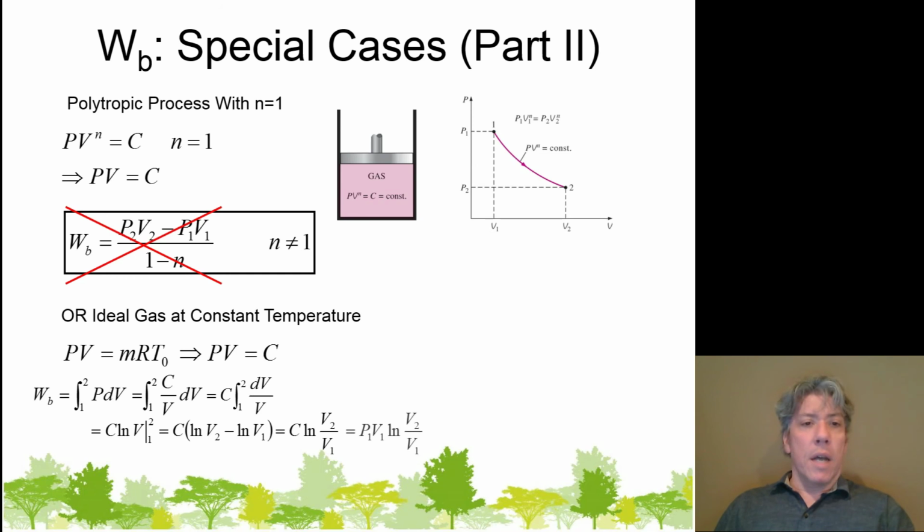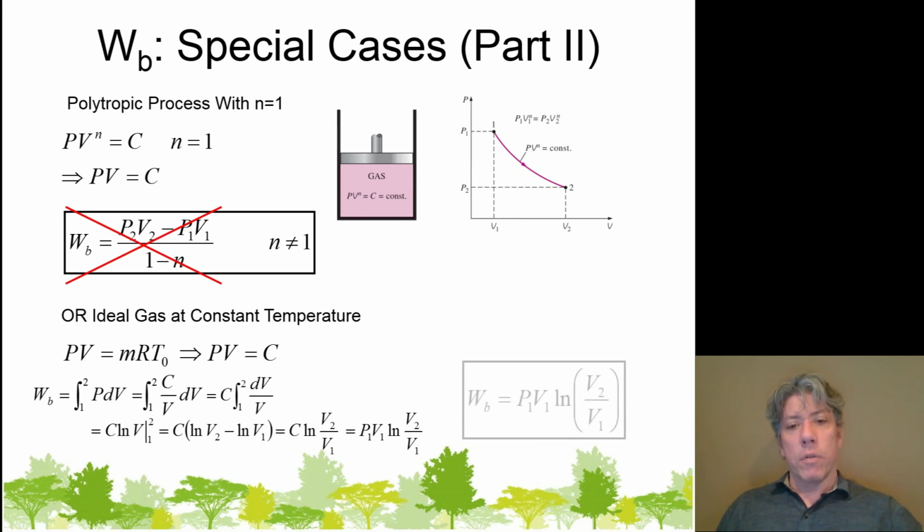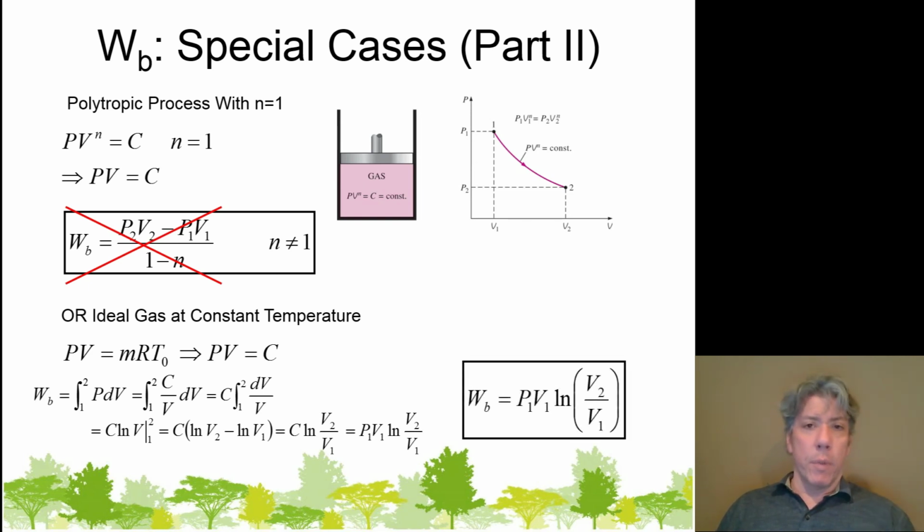Now, since the constant C is just P times V, we can plug in the pressure and volume in either state 1 or state 2. It wouldn't matter. This could be P2 V2 natural log V2 over V1, or as it is, P1 V1 natural log V2 over V1. Again, I don't care if you remember the derivation. All I care is that you remember this is the equation you use when you have a polytropic process with n equal to 1, or, now notice this is an or, not an and like the last time, or we've got an ideal gas at constant temperature.